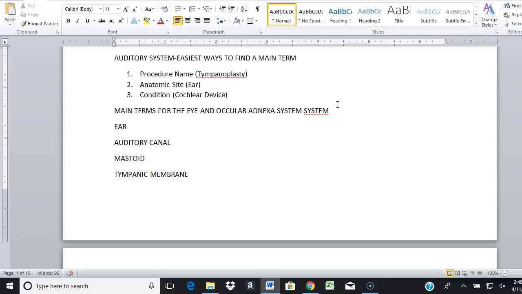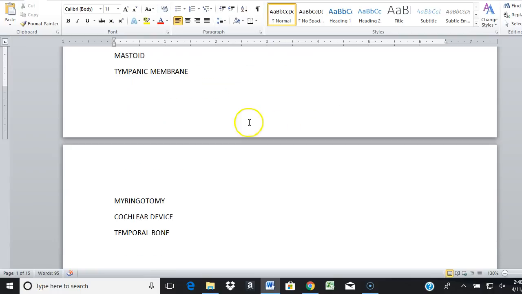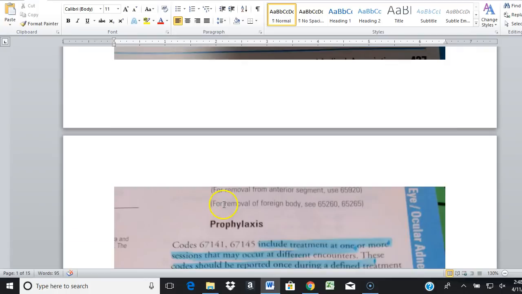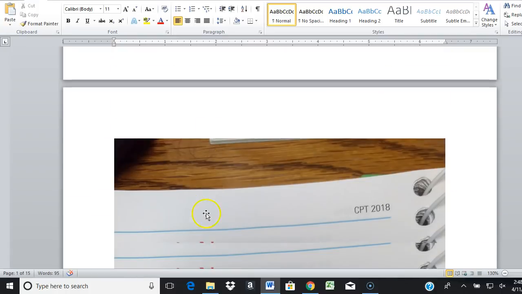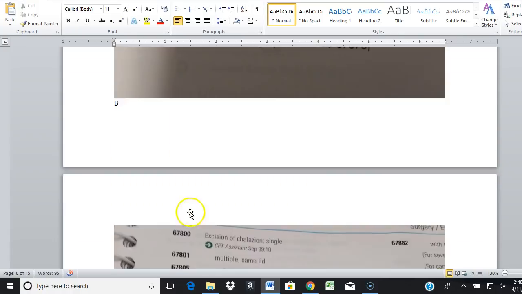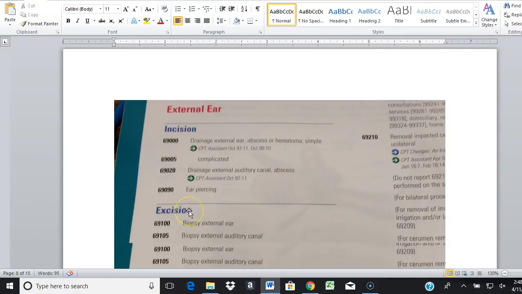So again, we're going to see things like ear, auditory canal, mastoid, because again, that's the part of the skull that's right around this. Tympanic membrane, we're going to see things like myringotomies. This is where we're also going to see our cochlear devices and issues dealing with the temporal bones as well. So again, not a lot of guidelines here. So you need to know what part of the auditory system you are in.